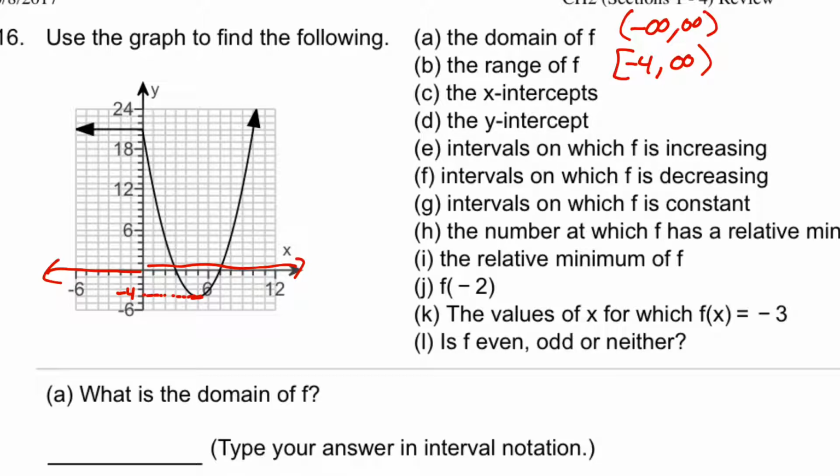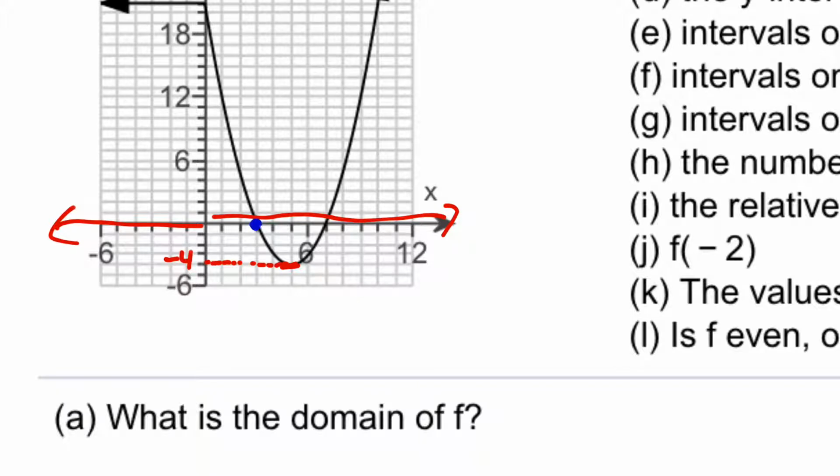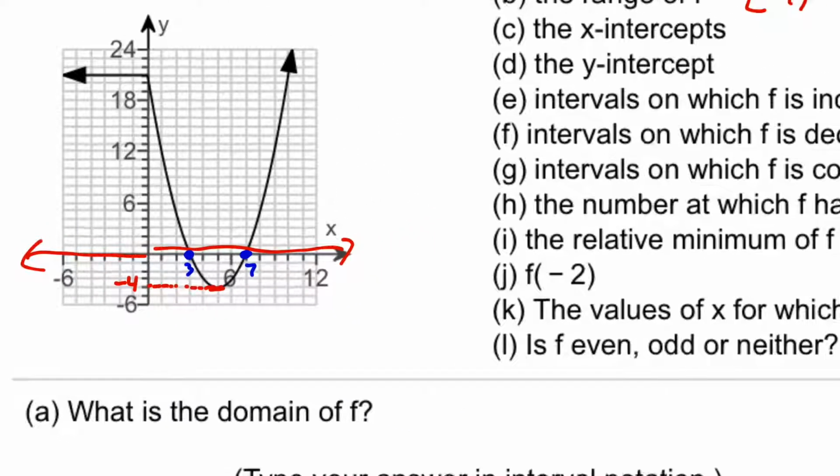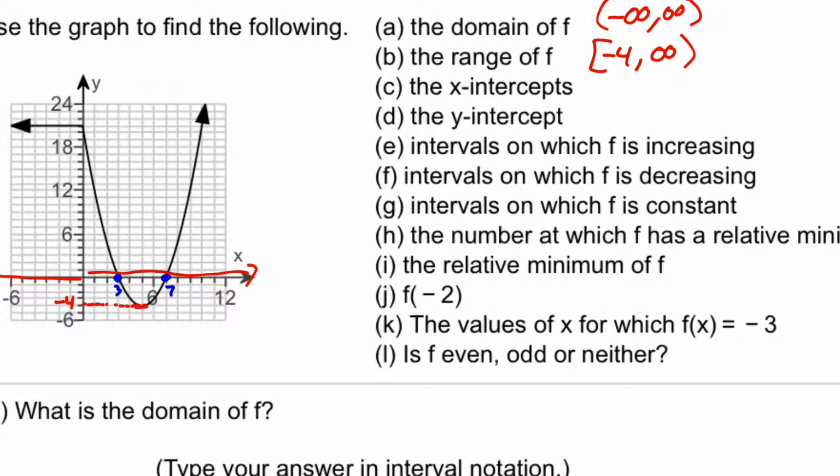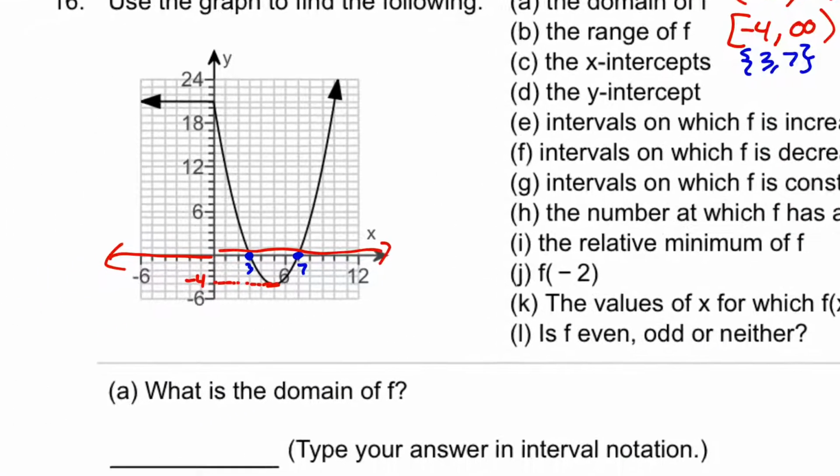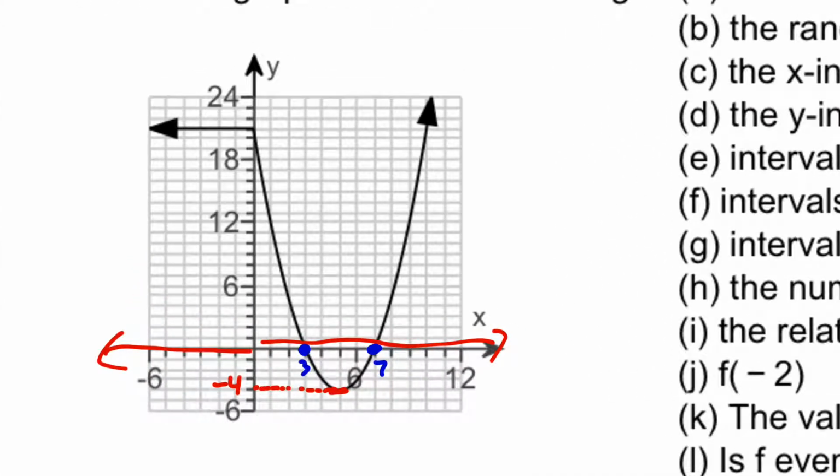Now, x-intercepts, we can see that that's 1 here and 1 here. So that's going to be 1, 2, 3, and 7. Okay, y-intercept would be up here, and that is 18, 19, 20, 21. So that is a 21.